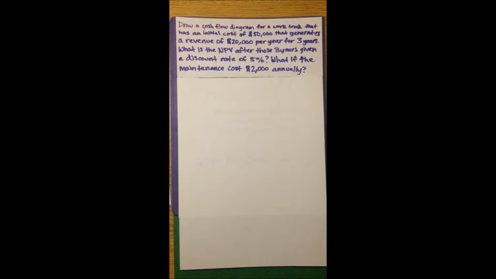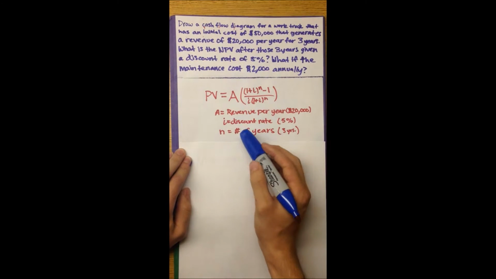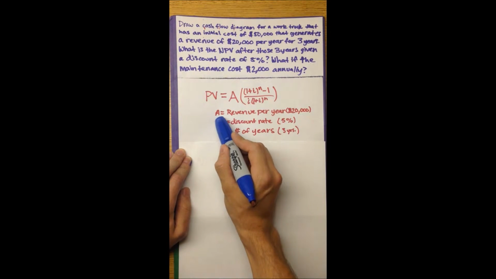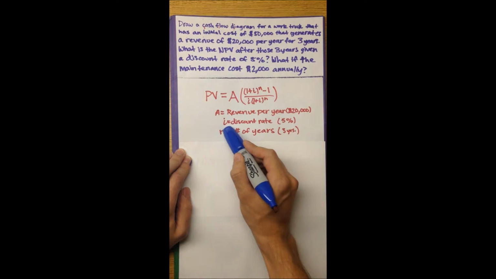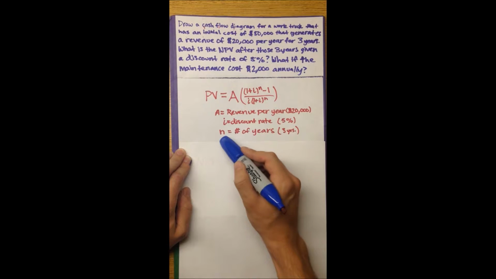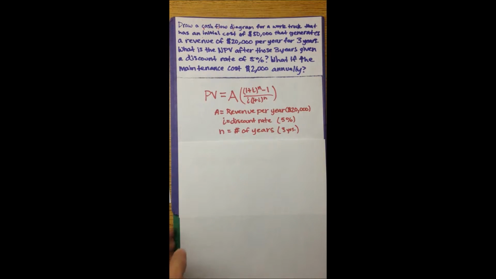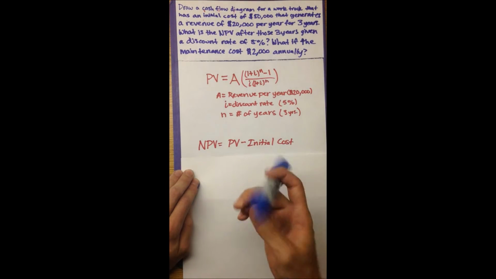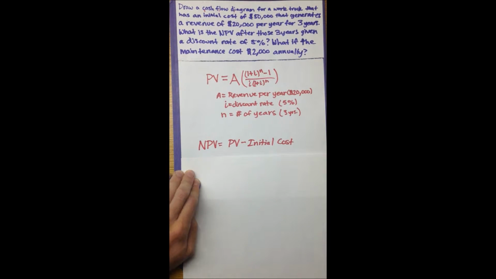So the first thing we need to do is recognize what equations we're going to need to solve for this problem. The first one, which I included right here, is going to be our present value equation, in which the variable A is going to be the revenue generated per year by the truck, which is $20,000. I, which is our discount rate of 5%, and N, which is our number of years, which is 3. Along with this, we're going to need the equation to solve for net present value, which says that the net present value is equal to our present value minus our initial cost.